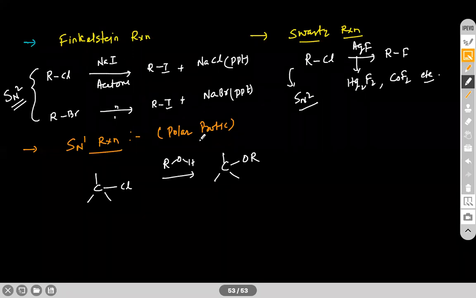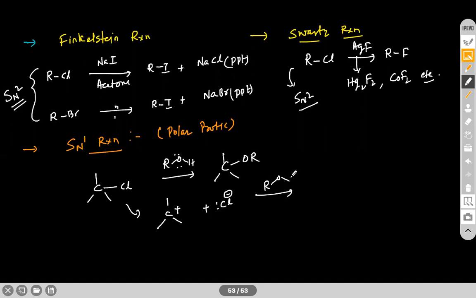See what happens here. This ROH alcohol behaves as a nucleophile. This Cl minus first of all goes out and forms the carbocation. SN1, so we get a carbocation first and Cl minus goes out. Now on this carbocation, this ROH behaves as a nucleophile, attacks onto this, and then finally H plus goes out to stabilize oxygen, you'll get this. Clear? Understood?